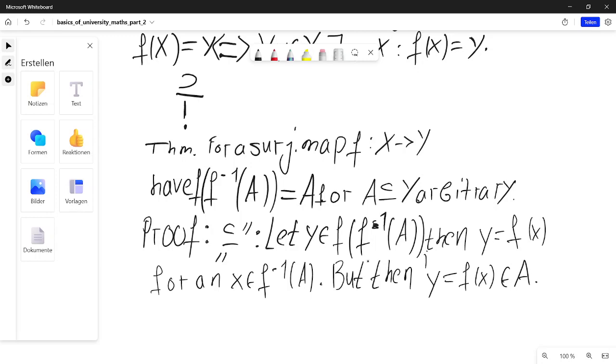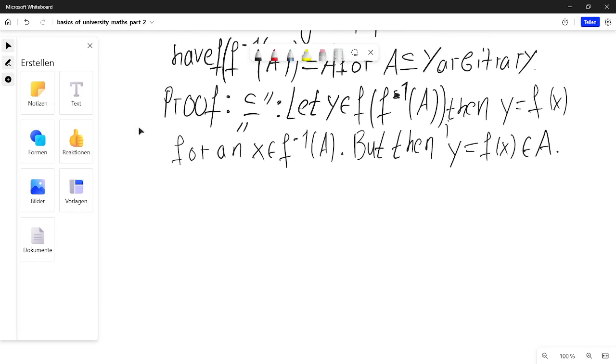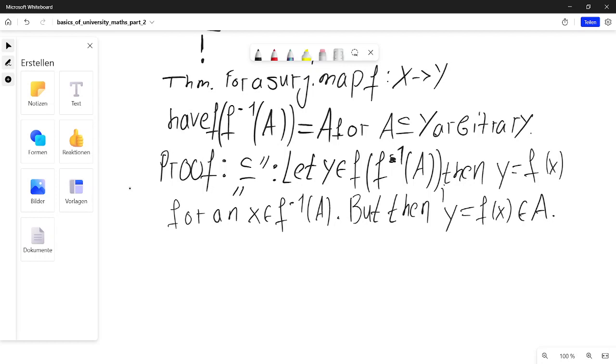So let's prove this direction. And now get to the other direction. Of course, here surjectivity should come into play. Otherwise, it shouldn't work, because for general maps it didn't work, as we realized. And we showed exactly the absence of surjectivity.